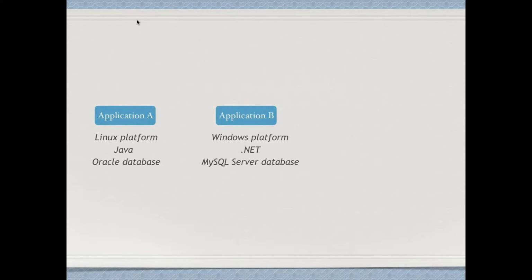Say for example, consider application A, which is built on Linux platform and it uses Java as its language and Oracle as its backend. And application B, which is built on Windows platform using .NET and has MySQL as its database. In general, these two applications cannot communicate with each other, but with the help of APIs, they will be able to communicate and exchange data between each other.